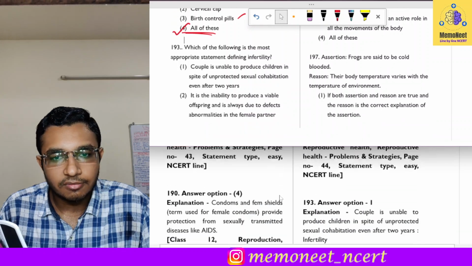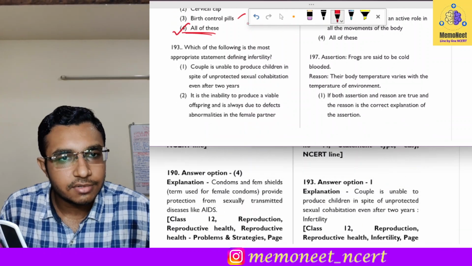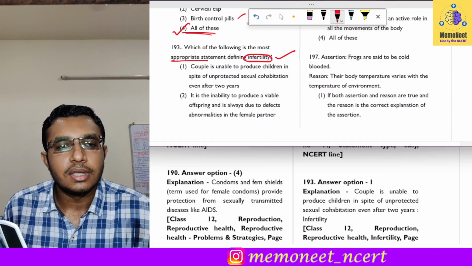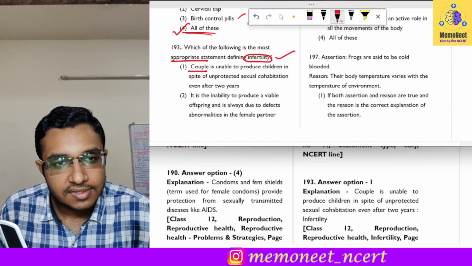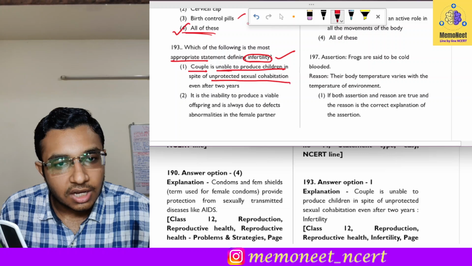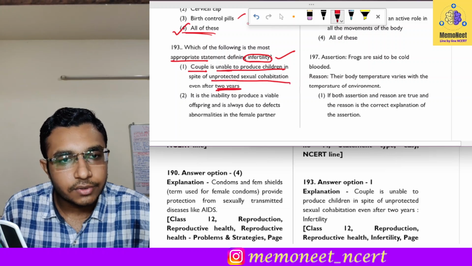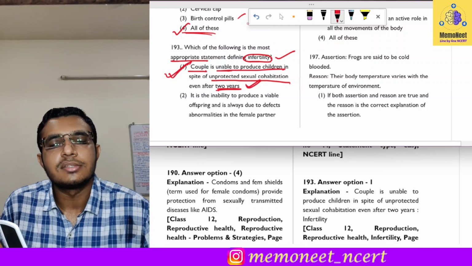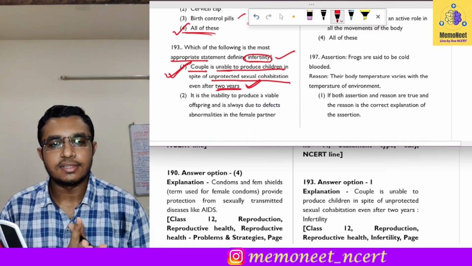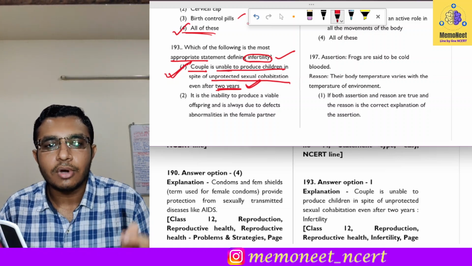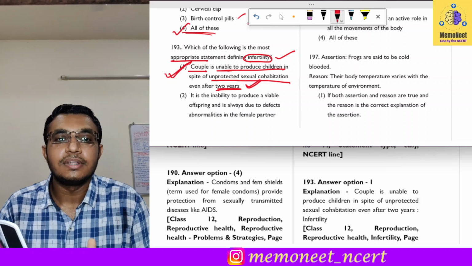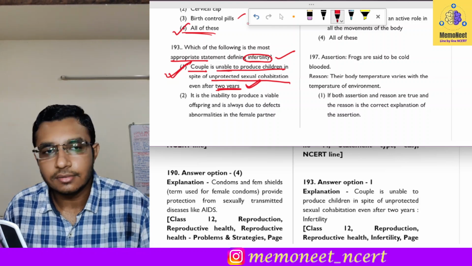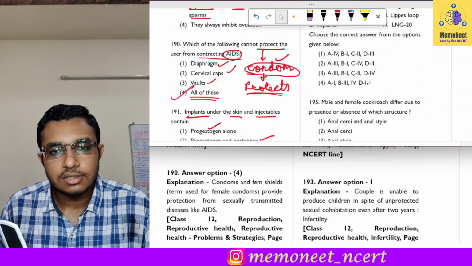Next question is question number 193. It states that which of the following is the most appropriate statement defining infertility. Okay, see, let us see the first statement. The first is the couple is unable to produce children in spite of unprotected sexual cohabitation even after 2 years. Okay, so this is the correct definition of infertility and therefore the correct answer of this question. Okay, so infertility is defined as that even after 2 years of unprotected sexual cohabitation, the couple is unable to produce children. So the correct answer of this question is option 1.